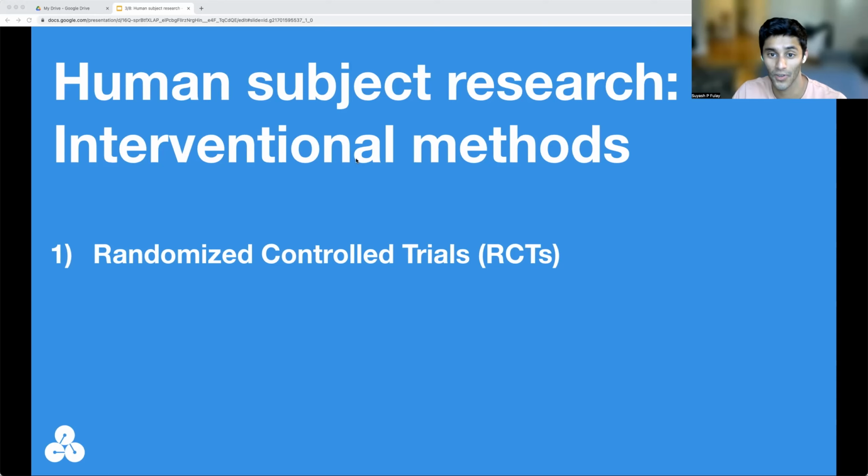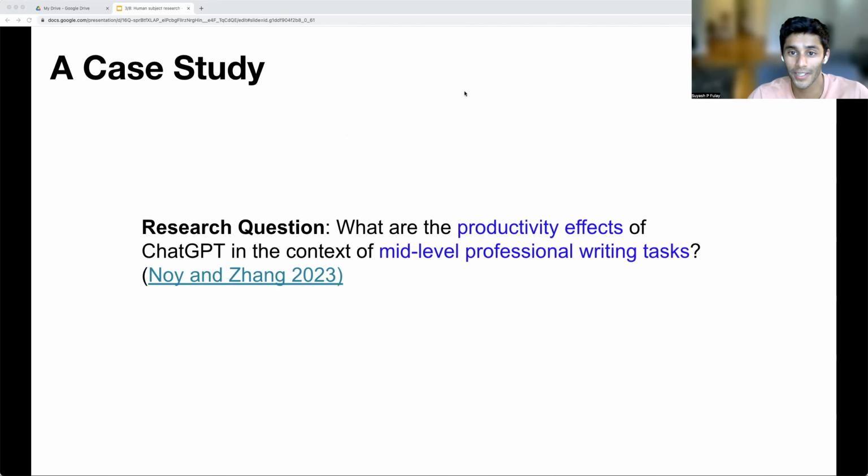This talk is geared towards folks that haven't run an RCT before, so we want to give a motivation for what they are, why they work, and some practical tips for implementing them. So in order to understand RCTs, we're going to work through a case study together. There's a really interesting paper by Noy and Zhang, where they were interested in the productivity effects of ChatGPT in the context of mid-level professional writing tasks.